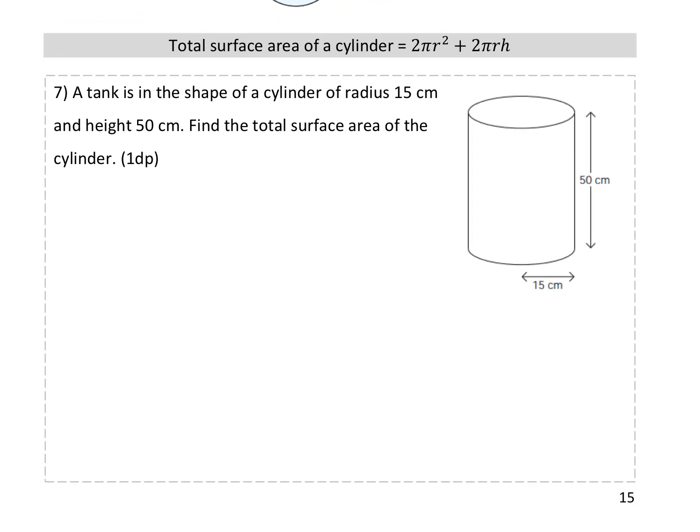A tank is in the shape of a cylinder of radius 15 centimeters and height 50 centimeters. Find the total surface area of the cylinder. So I'm going to write total surface area for short. I'll just rewrite the formula: 2 pi r squared plus 2 pi r h. It doesn't say it's open or closed, so you just assume that it is closed and that there is indeed a top and a bottom.